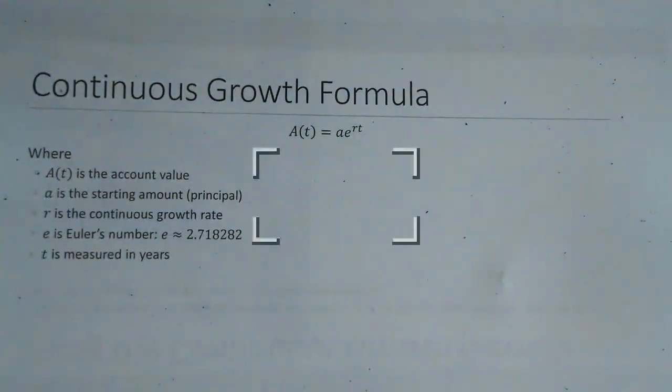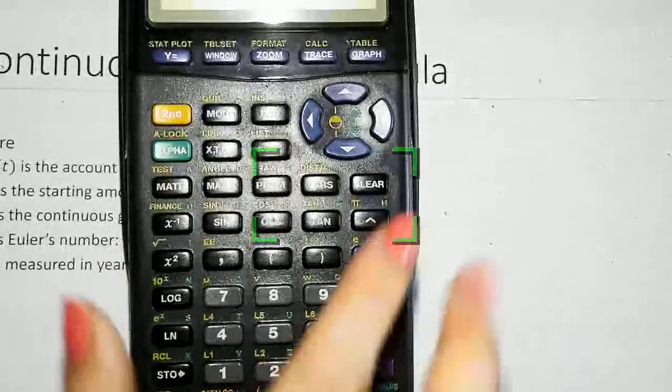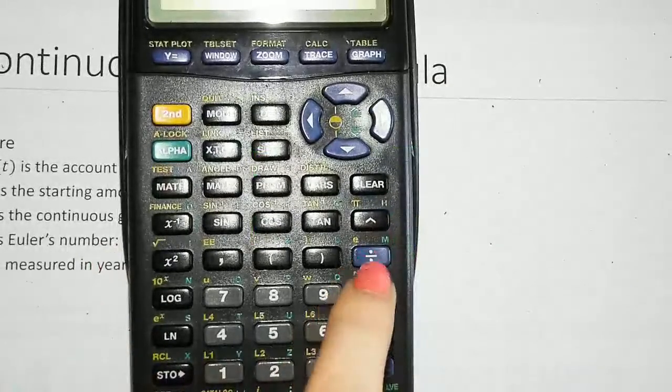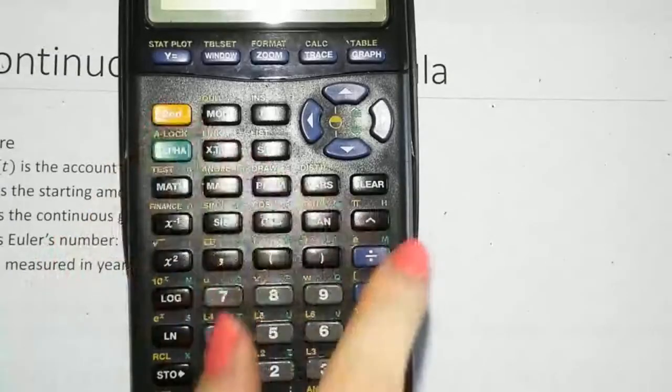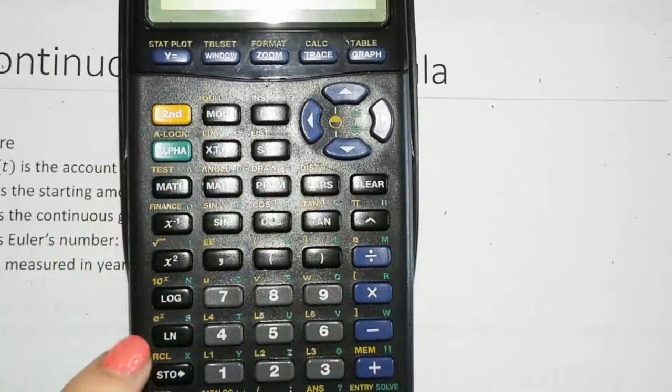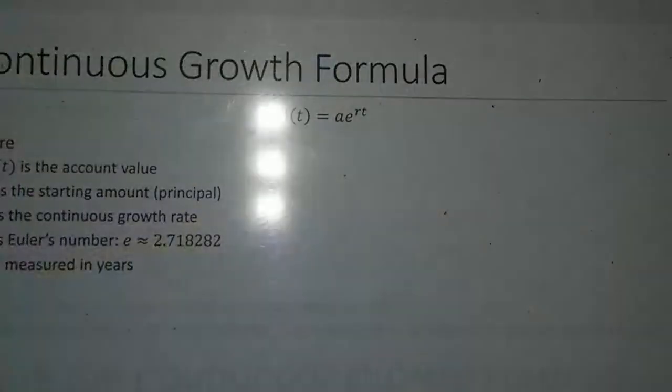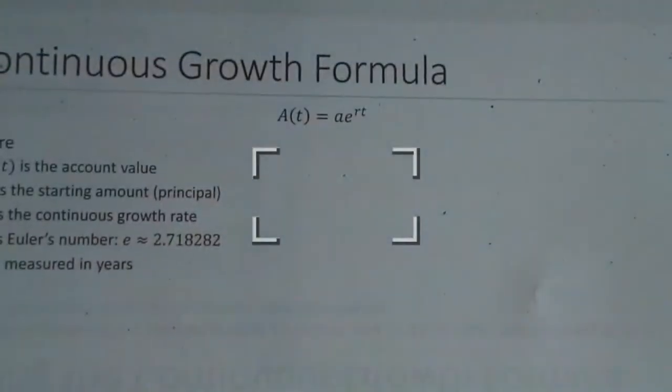You should have an E button on your calculator, probably in 2 different places. Let's see if we can find it. Just regular lowercase e is on my division symbol. I'd press second division. But there's also this e to the x on my ln button, so I'd use second ln, and that would get me to e as well. We'll see how to use that in just a moment. R is still our continuous growth rate, and t is still time measured in years.